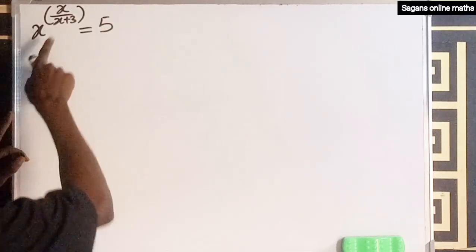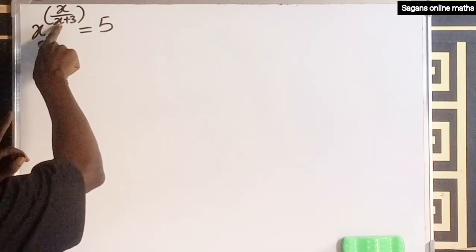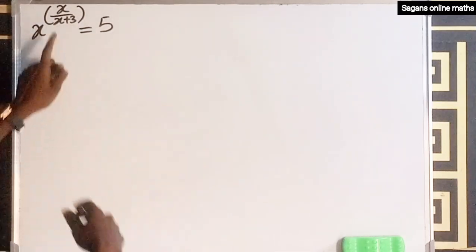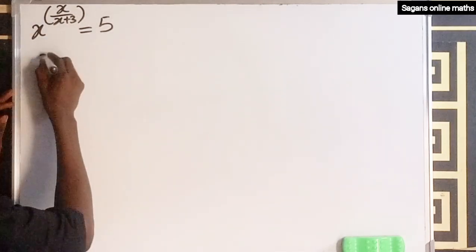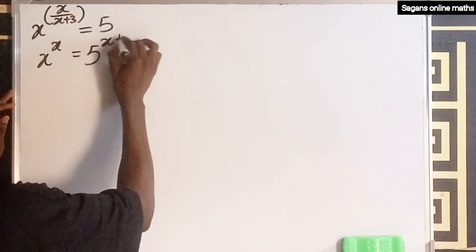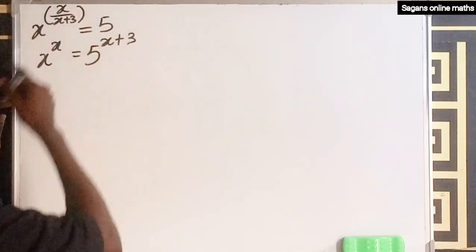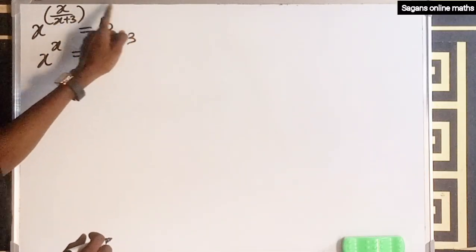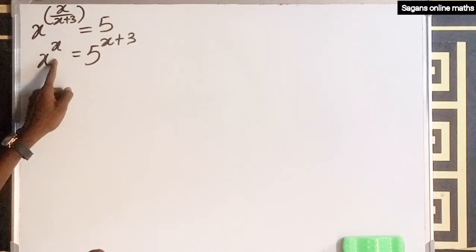Now what you are going to do is to remove the denominator from here, which is the power here, which is x plus 3. So for us to do that, we have to multiply both powers by x plus 3. So that means x to the power of x is equal to 5 to the power of x plus 3, because we multiply both powers by x plus 3. Because if you multiply here by x plus 3, this one will cancel out this one. We are just left with x, right?